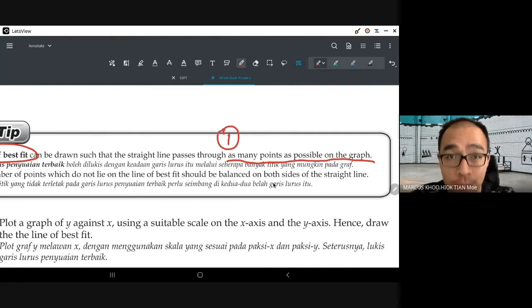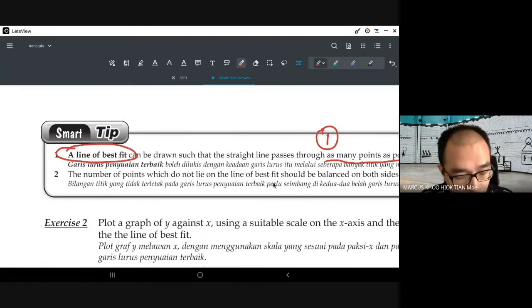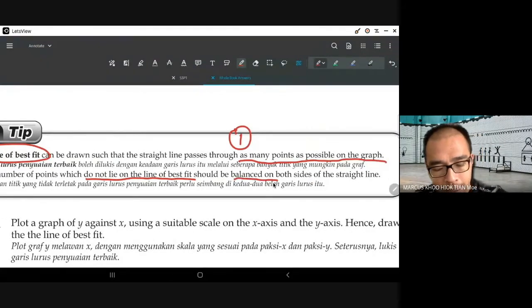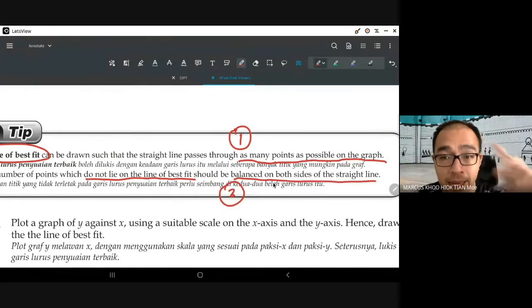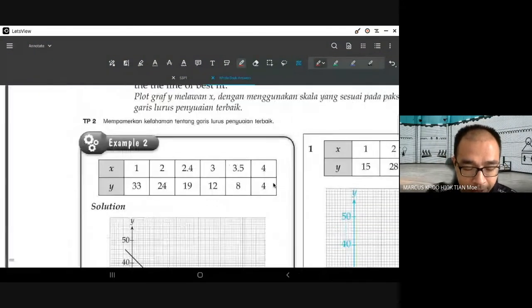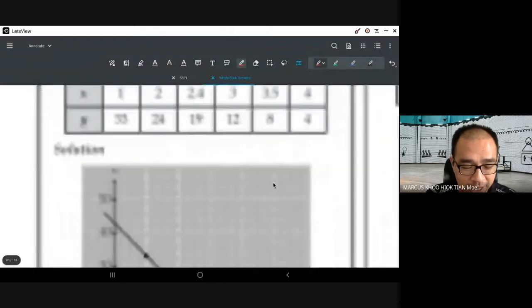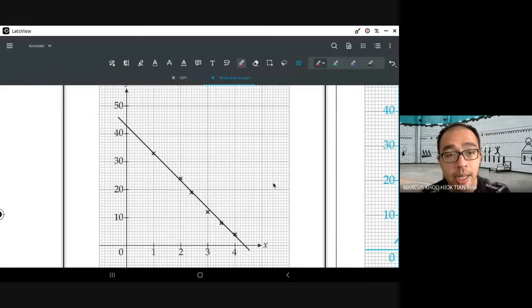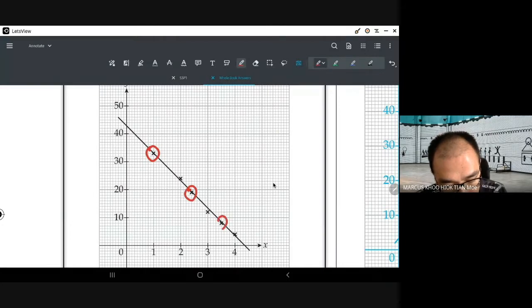You want to try to pass through as many as you can on the graph. But the number of points which do not lie on the line, the ones that do not touch, must be balanced on both sides of the straight line. This is the second condition. Okay, let me show you an example. The example given over here, I cannot show you the answer. Notice that in this one, the ones that touch are 1, 2, 3, 4. 4 are touching the straight line.